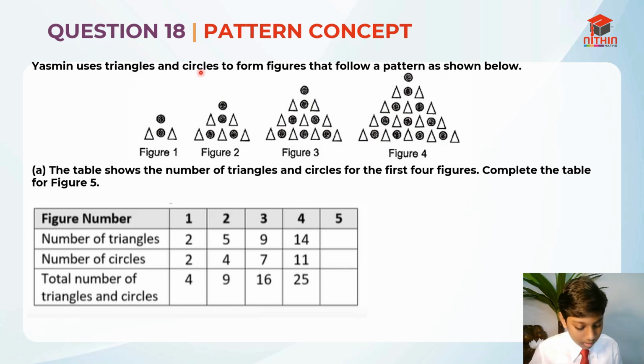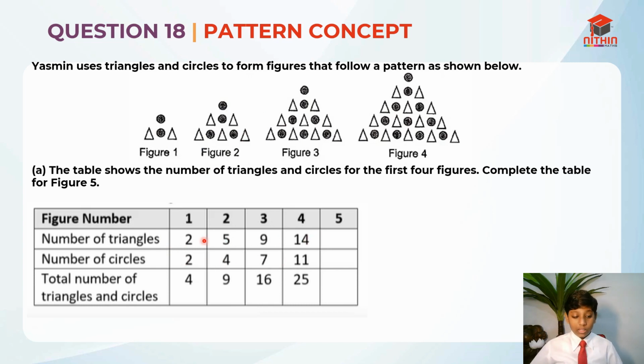Yasmin uses triangles and circles to form figures that follow a pattern as shown below. So this is the pattern over here. Part A. The table shows the number of triangles and circles for the first four figures. Complete the table for figure 5. There's nothing to highlight in this question for the key information, so I'll only highlight the table, the information. Now I'm not going to waste time counting all of this because they've already given us the numbers in the table.